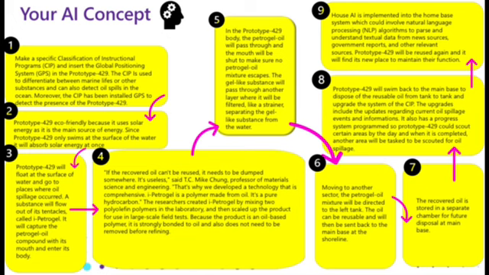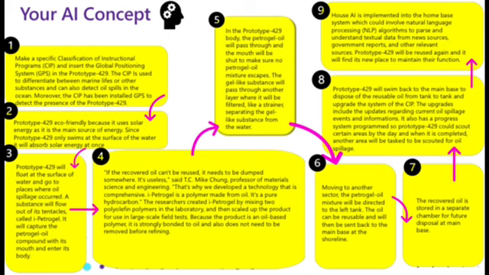So now, let's move on with our AI concept. The first one is make a specific classification of instructional program that is known as CIP, and insert the global positioning system, that is also known as GPS, in the Prototype 429. The chip is used to differentiate between marine life or other substances and can also detect oil spills in the ocean. Moreover, the chip has been installed with GPS to detect the presence of the Prototype 429.